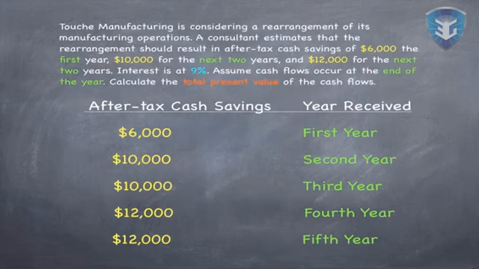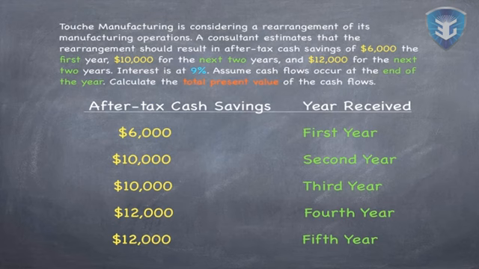Touch Manufacturing is considering a rearrangement of its manufacturing operations. A consultant estimates the rearrangement should result in after-tax cash savings of $6,000 the first year, $10,000 for the next 2 years, and $12,000 for the next 2 years. Interest is at 9%. Assume the cash flows occur at the end of the year. Calculate the total present value of cash flows.